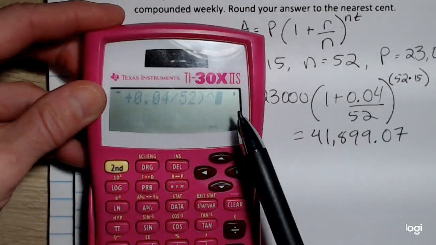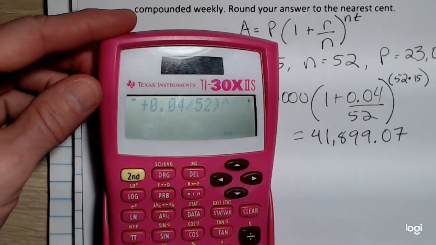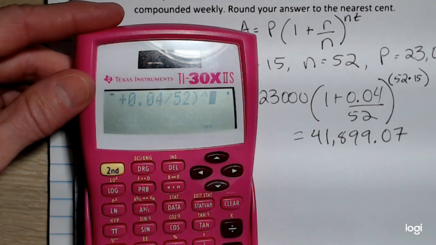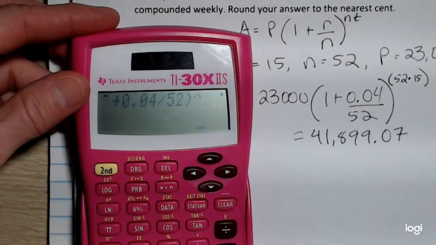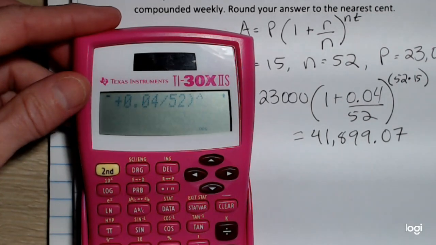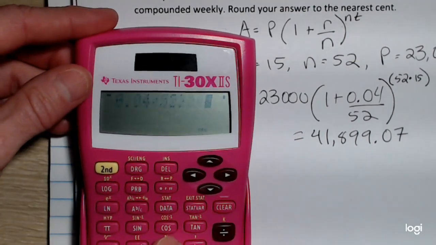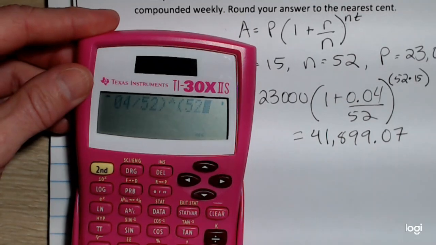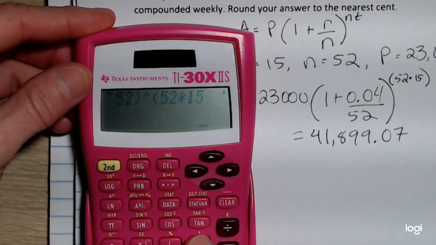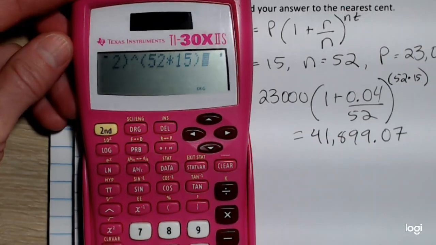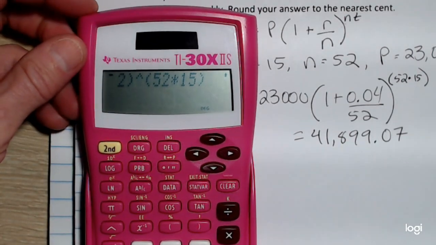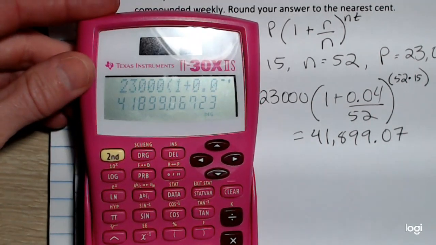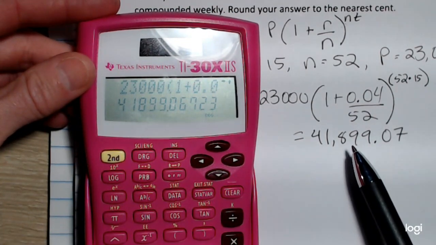Now here I'm going to have to use parentheses. If I don't, it's only going to raise it to the nth power and then multiply everything by t. So I want to put parentheses here, and inside the parentheses I will have 52 times 15 and then close parentheses. Okay, now pressing enter, you'll see that I get the same answer as I did when I used the TI-84.